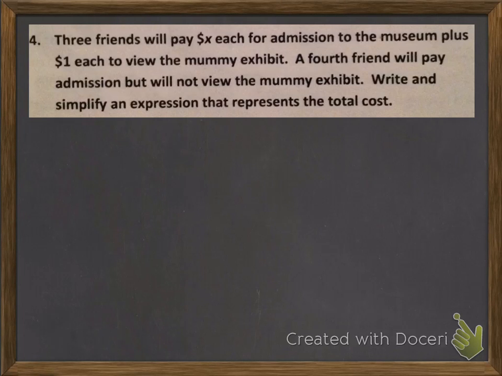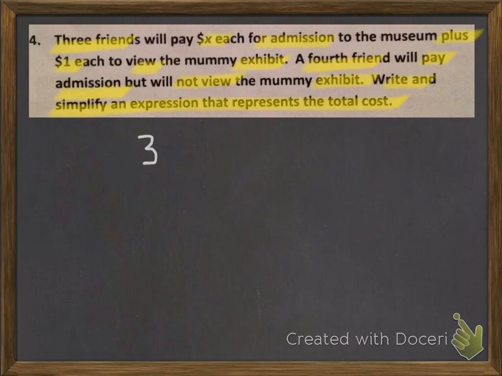Moving to number 4. Number 4 is a word problem. So in word problems, remember we use nosy. We highlight the important information. So 3 friends will pay X dollars each for admission to the museum, plus $1 each to view the mummy exhibit. A 4th friend will pay admission but will not view the mummy exhibit. Write and simplify an expression that represents the total cost.